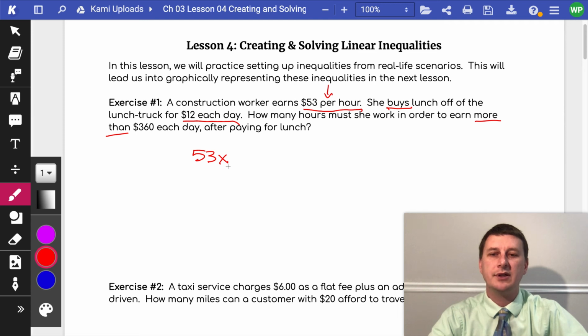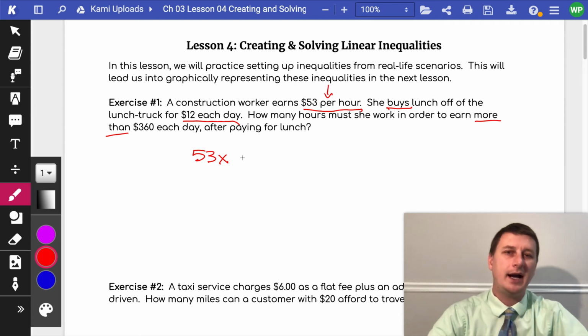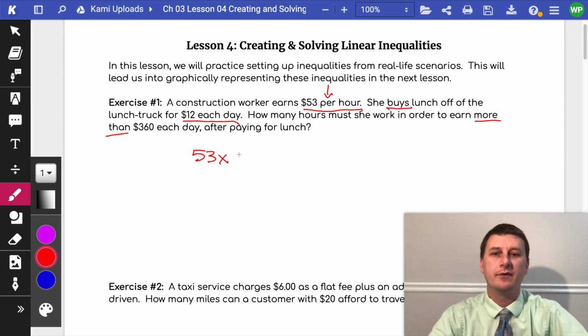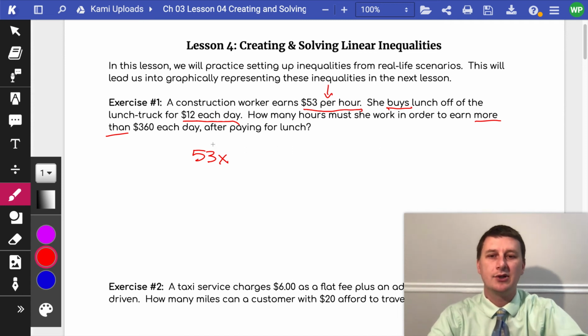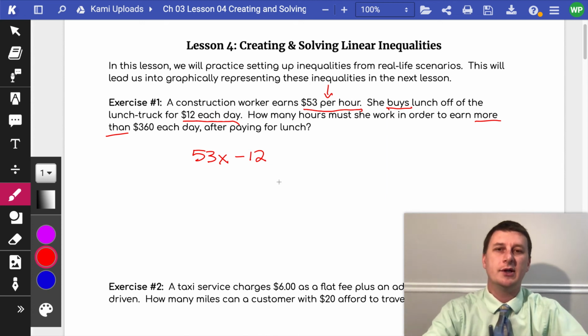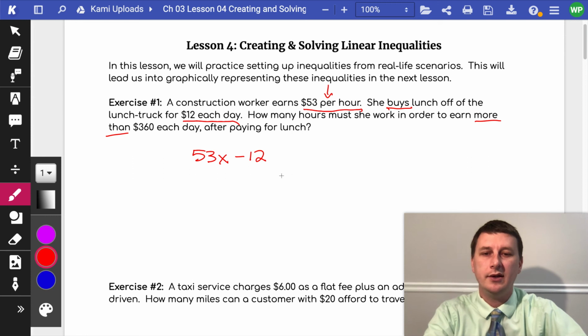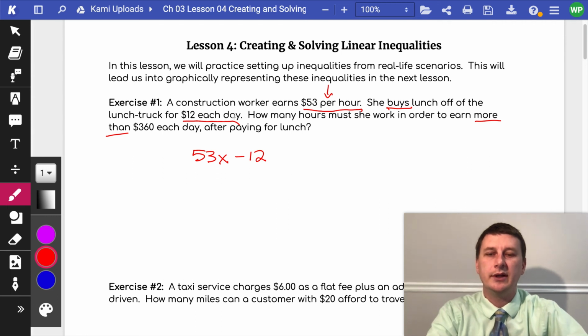Now, after she makes this money, she also has to buy lunch once a day for the same amount every day. She buys lunch for $12, so she's spending $12. She's got to subtract that from the amount she's made. So let's subtract $12. It says each day, but that's just for one day, this inequality that we're setting up right here. So we really only have to subtract it once, because she's only buying lunch once per day.